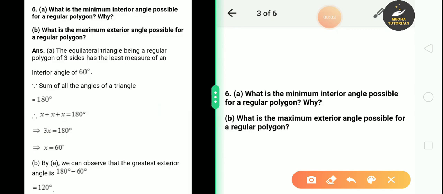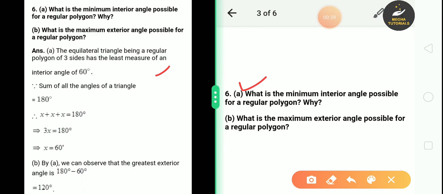Question number 6a. What is the minimum interior angle possible for a regular polygon and why? And question b is, what is the maximum exterior angle possible for a regular polygon? Okay. So please find the solution on the left side. Okay. So for case 1, we have to consider a regular polygon with the least number of sides. So the regular polygon with the least number of sides is an equilateral triangle. Therefore, we are considering an equilateral triangle.